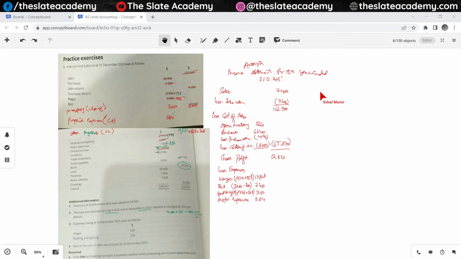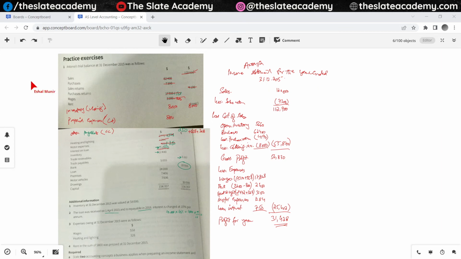1284. Then you have loan interest, which we calculated should be 750. 500 plus 250, 750. So that brings the total of your expenses to 25,402. So deduct that from the gross profit and you get profit for the year. How much? 31,428. Same answer.